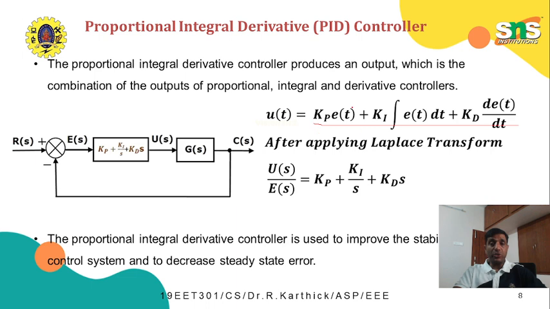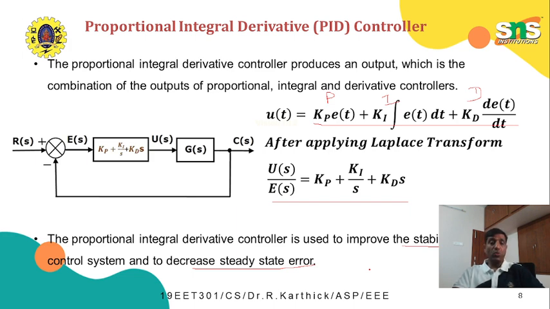It is Kp times e of t, which is the proportional controller, then we have the integral controller, and the final one is the derivative controller. The PID controller uses the advantages of all three controllers, so it is a combination of all three. When we apply the Laplace transform, this is the required transfer function, where Kp is the proportional controller gain, Ki is the integral controller gain, and Kd is the derivative controller gain. The PID controller is used to improve the stability of the system and also to decrease the steady state error. This is the main advantage of the PID controller.